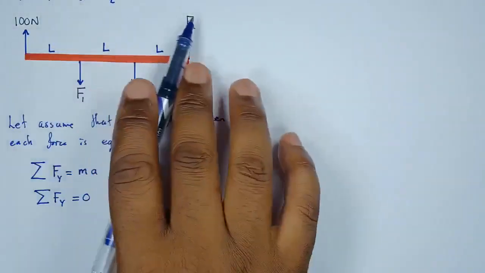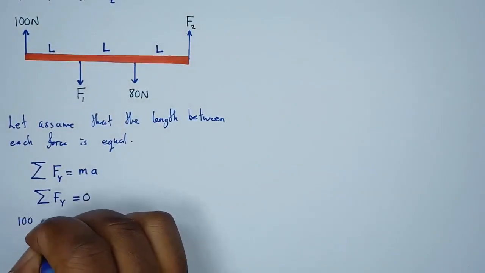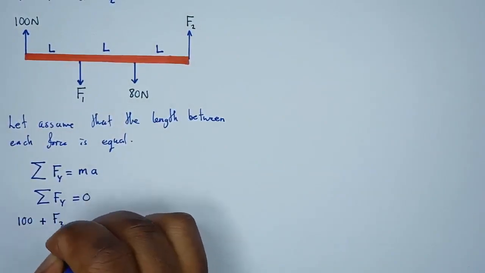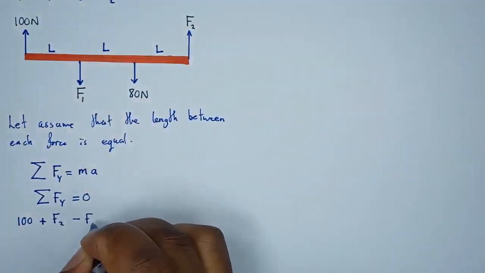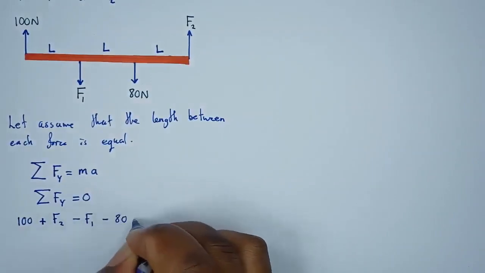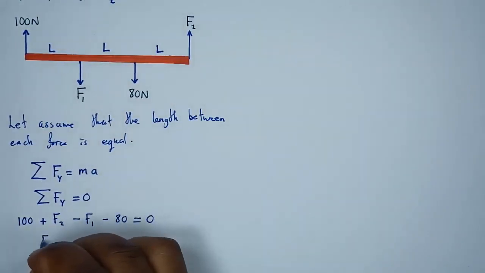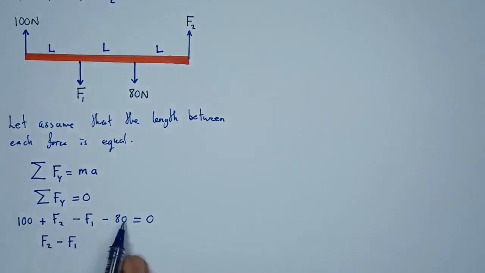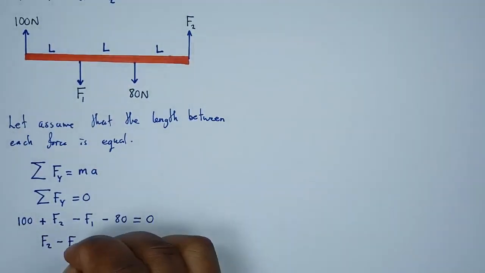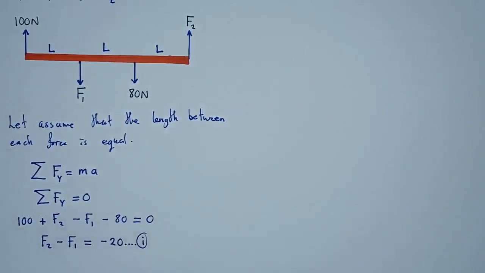So how many forces do we have? We have 1, 2, 3, 4. The forces which are going up will be positive, hence we have a positive 100 plus a positive F2. The forces going down will be negative, so negative F1, negative 80, everything is equal to 0. This becomes F2 minus F1, and 100 minus 80 is 20. If the 20 crosses the equal sign, this will be equal to negative 20. Let's call this equation 1, for the sake of reference, we'll come back to it.